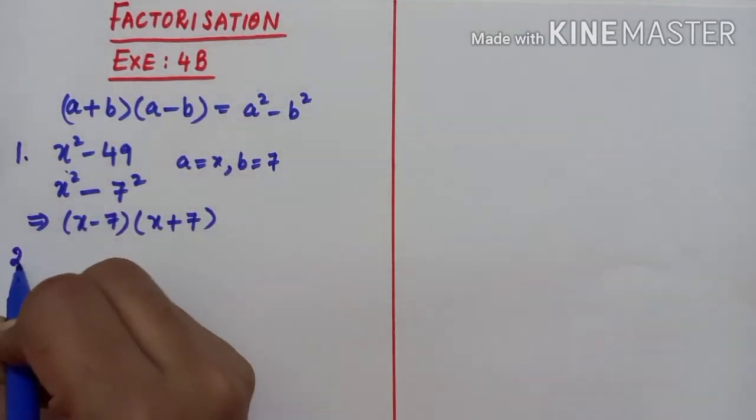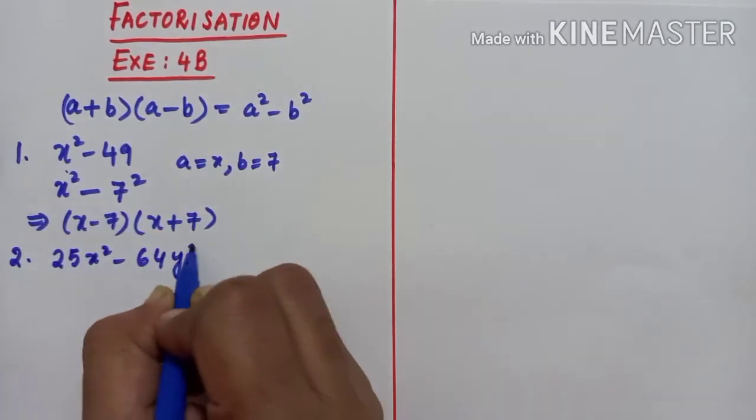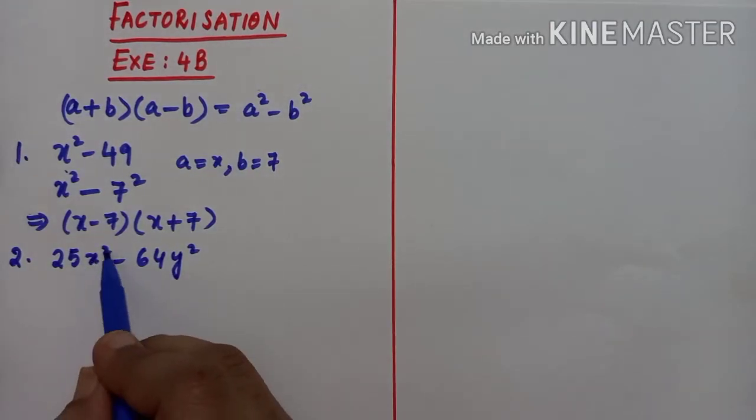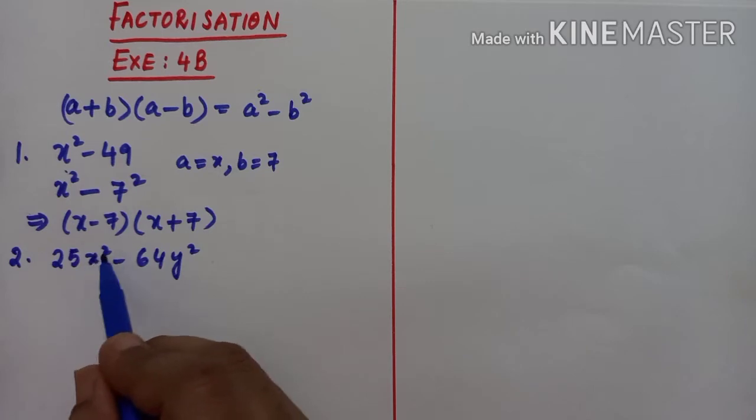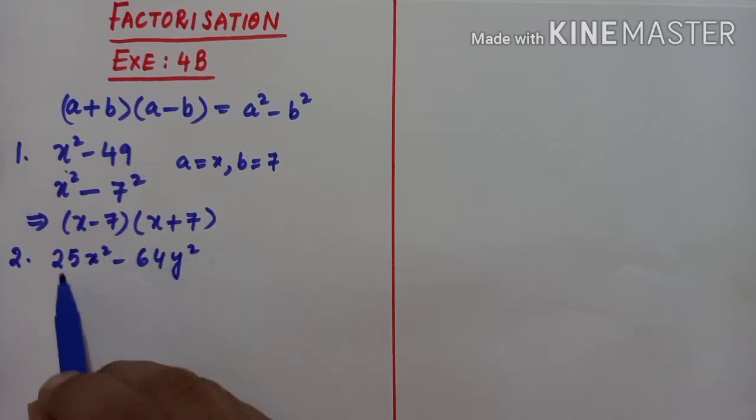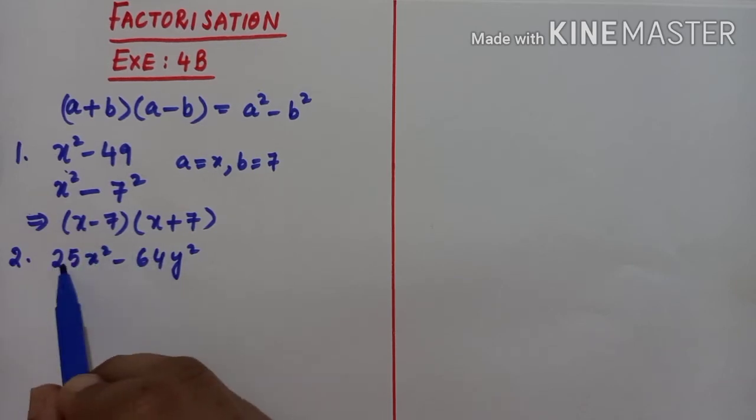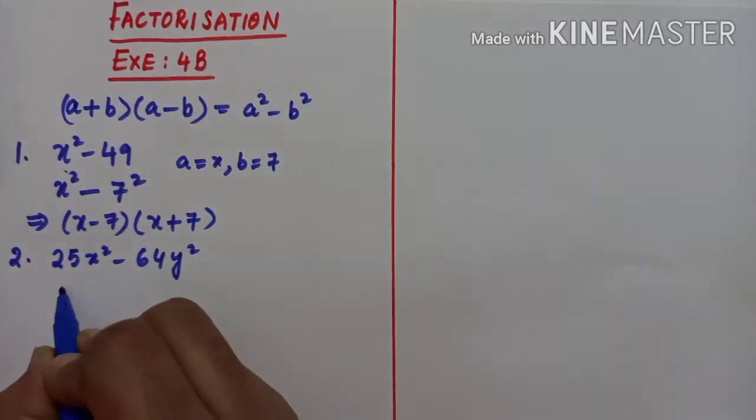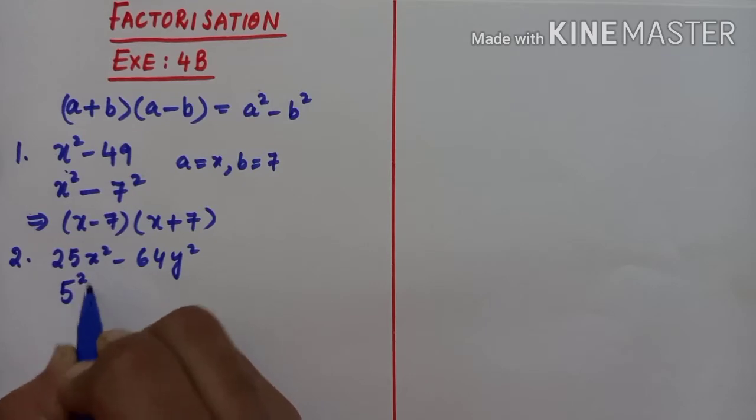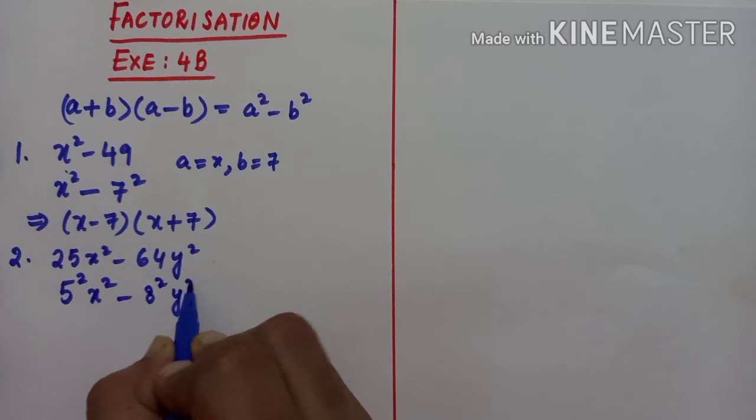So the second one, 25x square minus 64y square. Here you see x square, y square. Already these variables are squares. Now 25 and 64: can we make 25 and 64 squares of any number? Yes, 25 will be 5 square, as it is a perfect square, and 64 is a perfect square, so 64 will be 8 square. So here we can write 25 as 5 square, then x square as it is, then 64 as 8 square, and y square as it is.